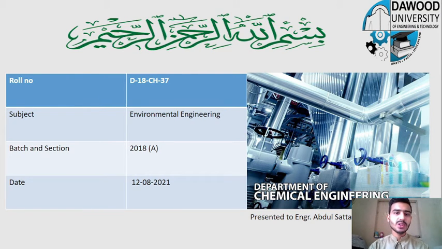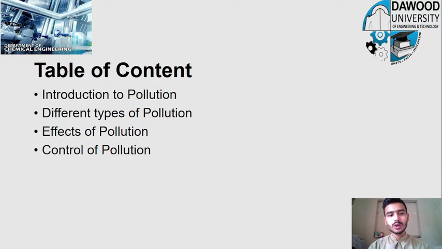Today, I present a topic on my subject environmental engineering. My topic for today is different types of pollution, effects of pollution, and control of pollution. First of all, we see what is pollution, the small introduction of pollution. Then we will cover the different types of pollution. Then we will see the effects of pollution, then see how we can control the pollution.